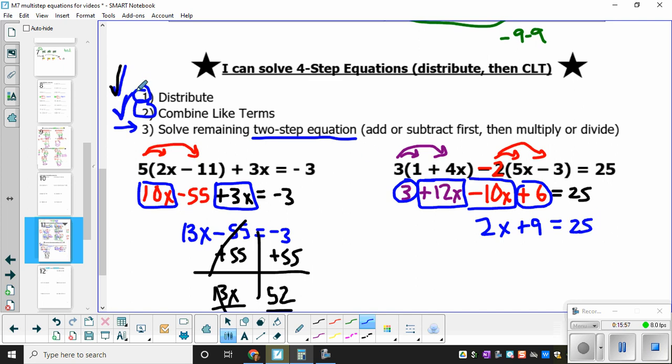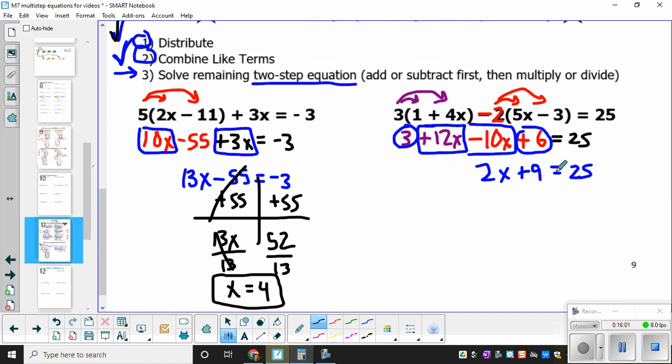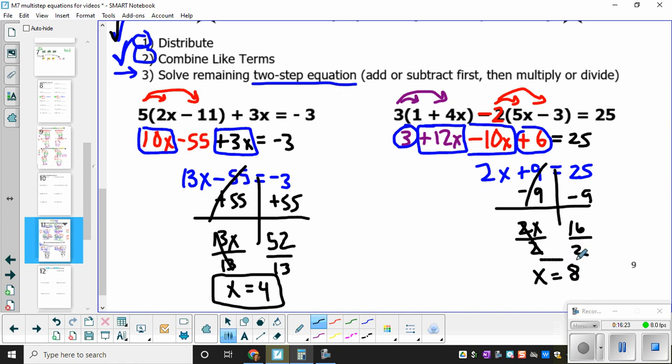All right, we took care of the combining like terms, and now we just have a two-step equation that we have left to solve. So let's get rid of the constant. Bring down the 2x. And here, 25 minus 9 is a 16. And now we'll divide by the coefficient. 16 divided by 2 is 8.